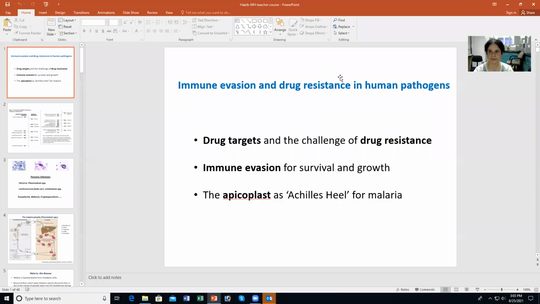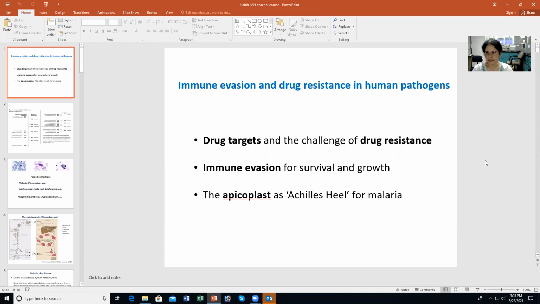I hope you can see the presentation. So basically, I'm going to talk about immune evasion and the drug resistance issues in human pathogens. And the pathogens we will basically talk about are parasitic pathogens, and a little bit also on bacteria in the beginning. So we want to understand what are the new drug targets that have been looked at and the challenges of drug resistance, also immune evasion for survival and growth.